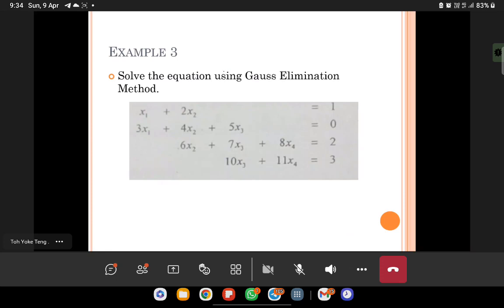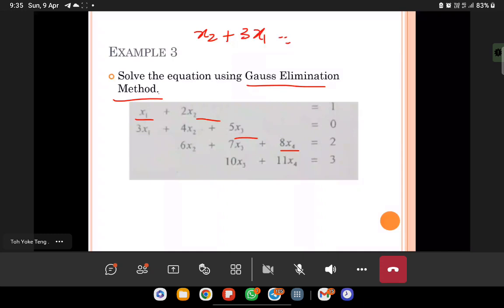So the last example I want to discuss with you is the Gauss elimination method. As you notice here, x1, x2, x3, x4. One more thing, as you notice here, maybe the equation is not arranged, maybe x2 plus 3x1 equals something. You try to rearrange it based on the variables. Maybe it's a bit tricky here, just rearrange it based on the columns before you proceed with the calculation.